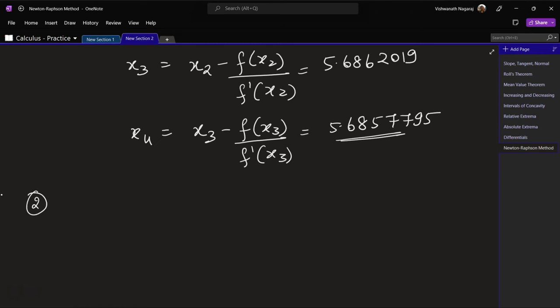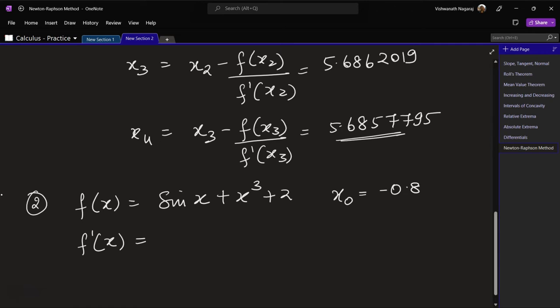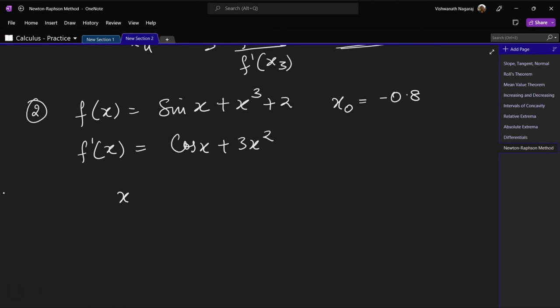Okay, so let's look at the second one. f(x) is equal to sine x plus x cubed plus 2, and the initial guess is given as minus 0.8. Okay, let's very quickly figure out the derivative. We get cos x plus 3x squared.